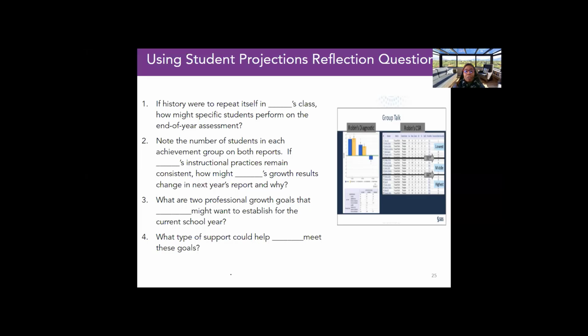If Miss Allen's instructional practices remain consistent, how might Miss Allen's growth results change in next year's report? Think about what are 2 professional growth goals that Miss Allen might want to establish for the current school year, and what type of support could help Miss Allen meet these goals.